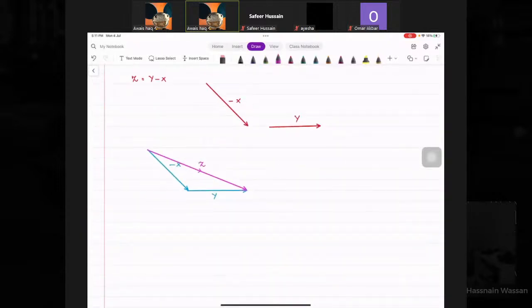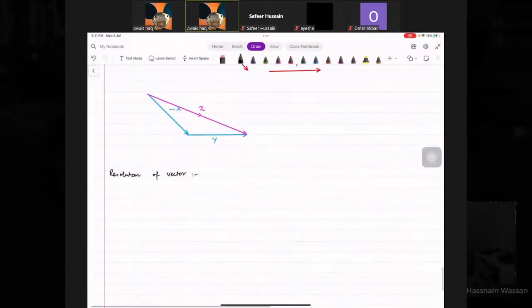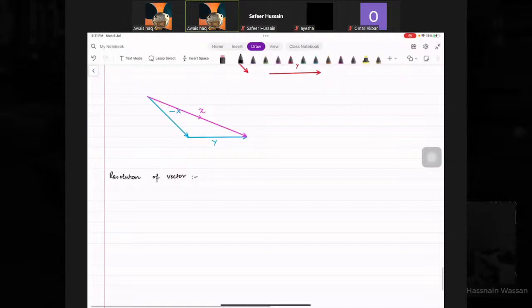Now today we are moving towards a very, very important topic that's called resolution. Resolution of vectors is a method that's analytical only, like I told you. So you need to understand that vectors can be either horizontal, they can be vertical, or they're at some angle.